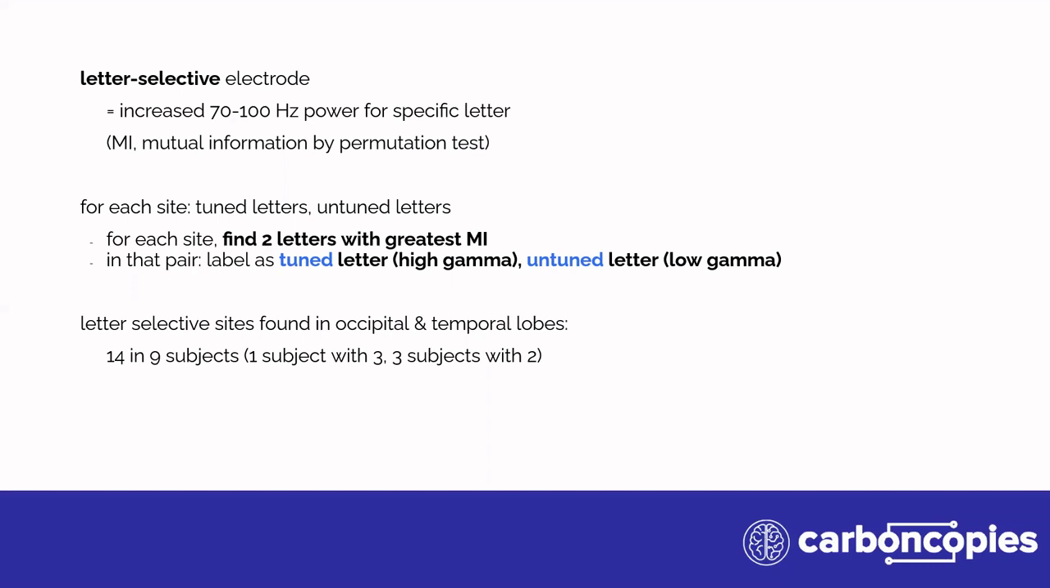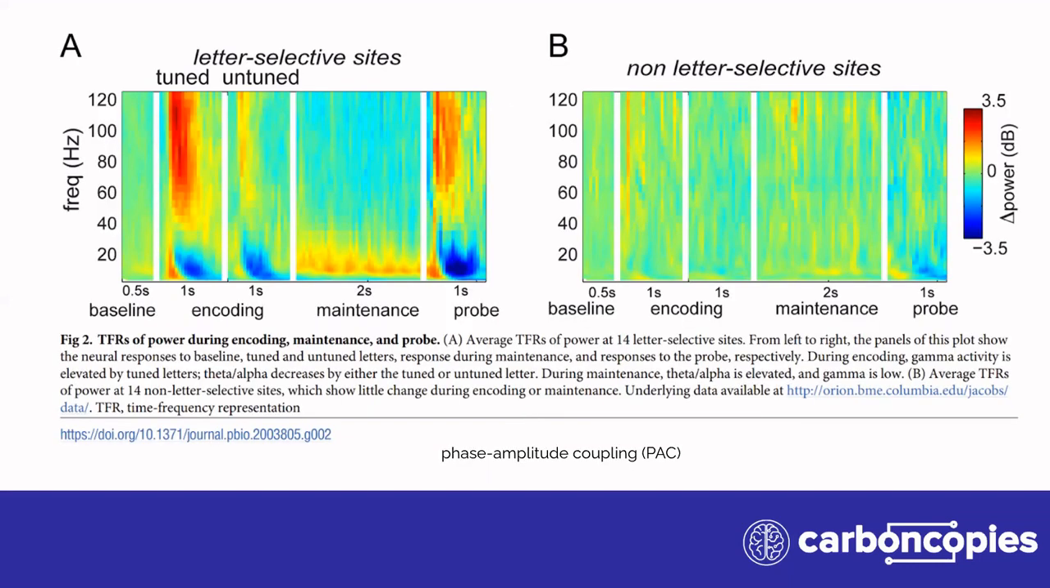For each site, what they did is they went through the various permutations and they found 2 letters with the greatest measured distance according to that metric. And in that pair, they would label the tuned letter as a tuned letter, the one with the high gamma, and then the untuned letter would be the one with the low gamma power. And for this, they then found these letter-selective sites in the occipital and temporal lobes, of which there were then 14 in 9 subjects. One of the subjects had 3 such sites, and 3 of the subjects had 2, and most had just 1. What we're seeing here is a time frequency analysis of the 14 sites.